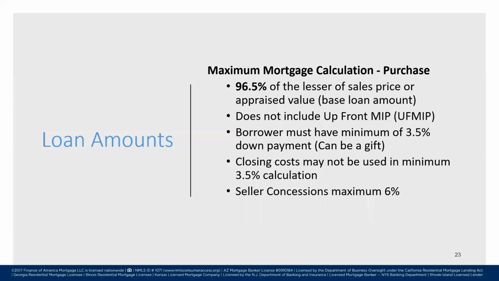Borrower must have a minimum of 3.5% down payment. And again, it can be a gift. We're going to get into what that gift looks like in just a minute. The closing costs may not be used in the minimum 3.5% calculation. Seller concessions, maximum allowed is 6%.